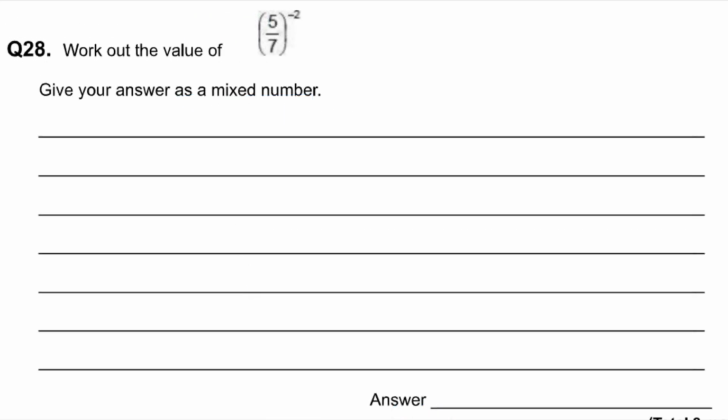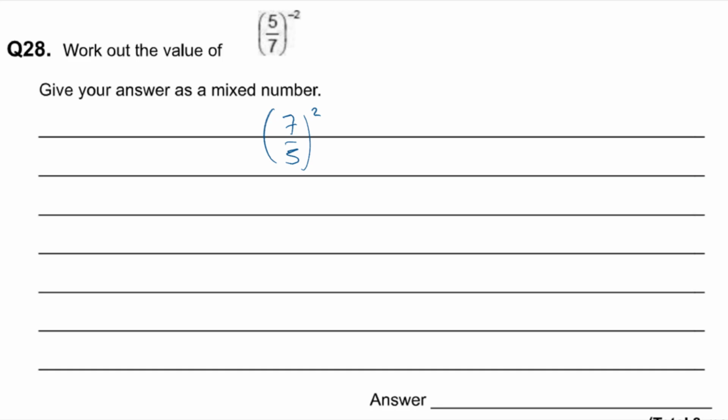Question 28, work out the value of 5/7 to the minus 2. Give your answer as a mixed number. Okay, negative index means 1 over the same number to a positive index. So what I can do here is I can just flip the fraction over and say that's the same thing as 7 over 5 to the power of 2.